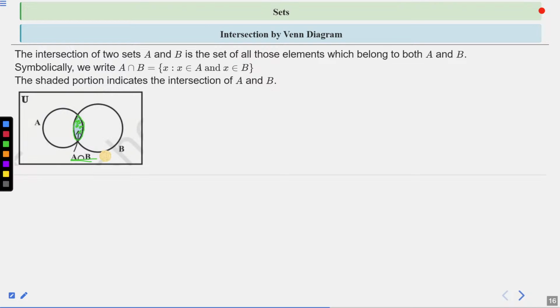Clear? If you have to find A union B, then you have to cover all the regions covered by these two circles. If you are talking about union. Clear? In intersection, only the common part is used. I hope it is clear.